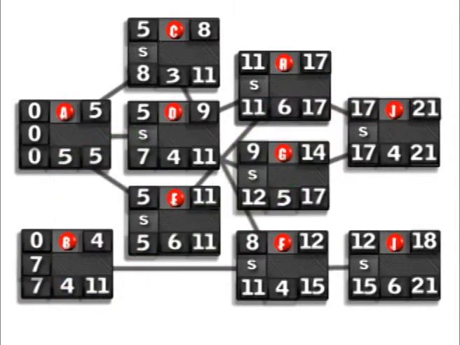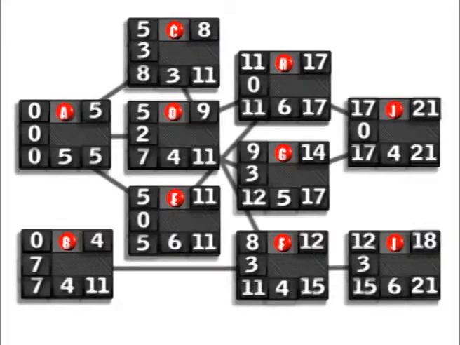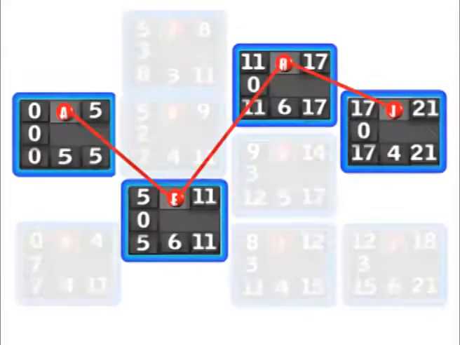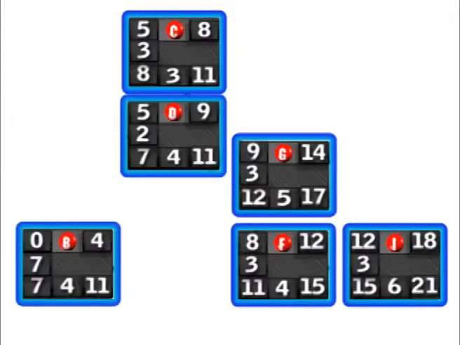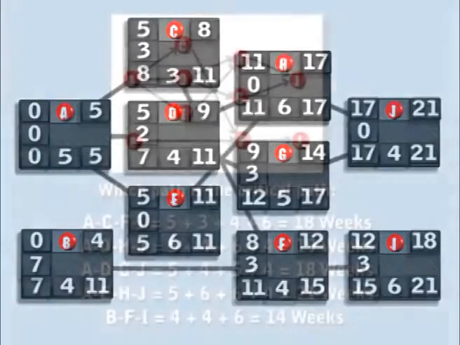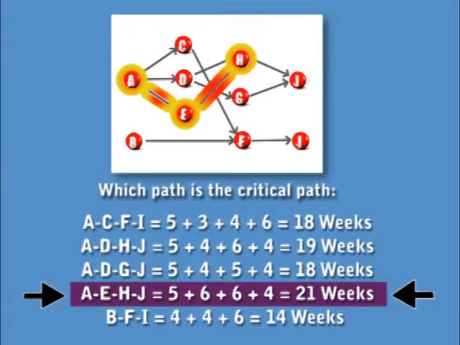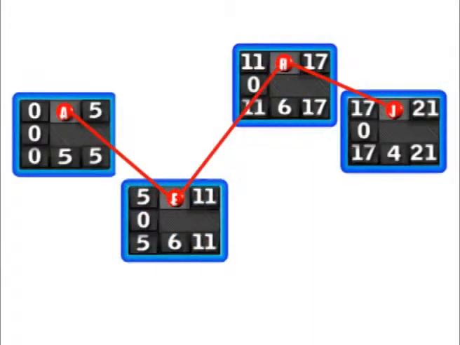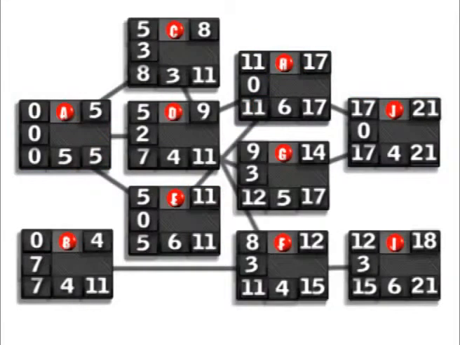We're going to go through and calculate the slack for each one of these activities. Now we can easily identify the critical path, and now we know which activities have slack time and which activities don't. If you'll think back, when we identified the critical path previously, we said that it was A, E, H, and J. If you look at A, E, H, and J, you see that each one of those activities have 0 slack time. The rest of them all have slack.